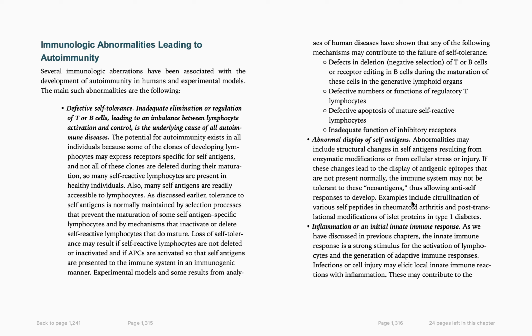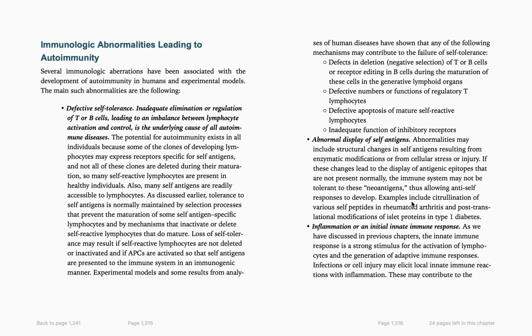Abnormal display of self-antigen. Abnormality may include structural changes in self-antigen resulting from enzymatic modification or from cellular stress or injury. If these changes lead to the display of antigenic epitopes that are not normally present, the immune system may not be tolerant to these neoantigens, thus allowing autoimmune responses to develop. Examples include citrullination of various self-peptides in rheumatoid arthritis and post-translational modification of islet proteins in type 1 diabetes.